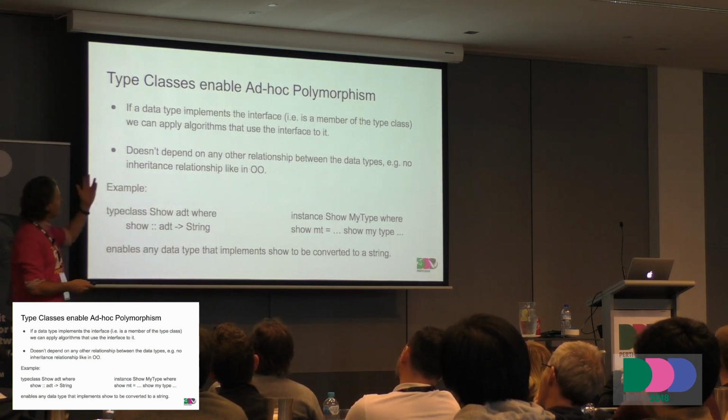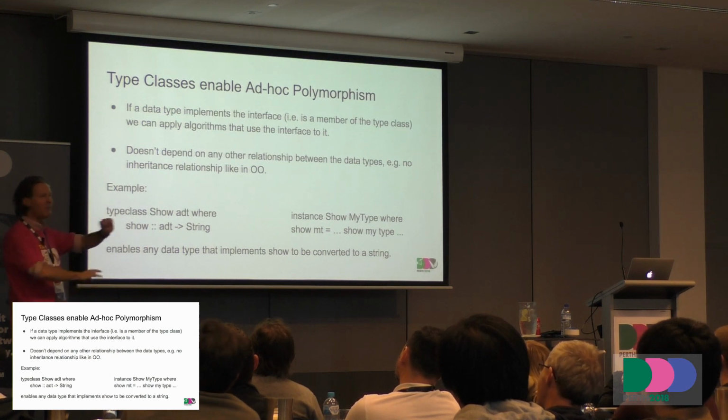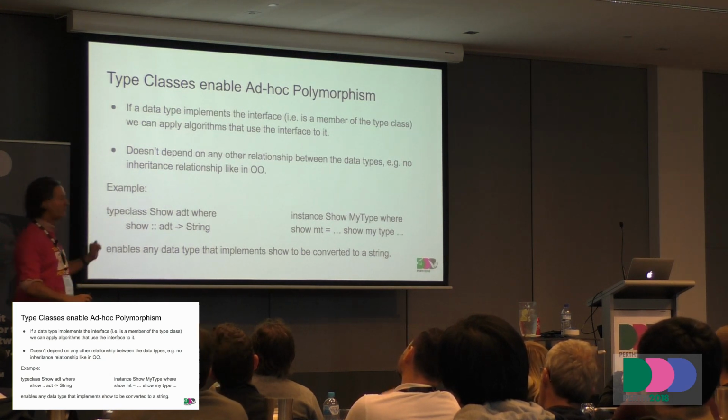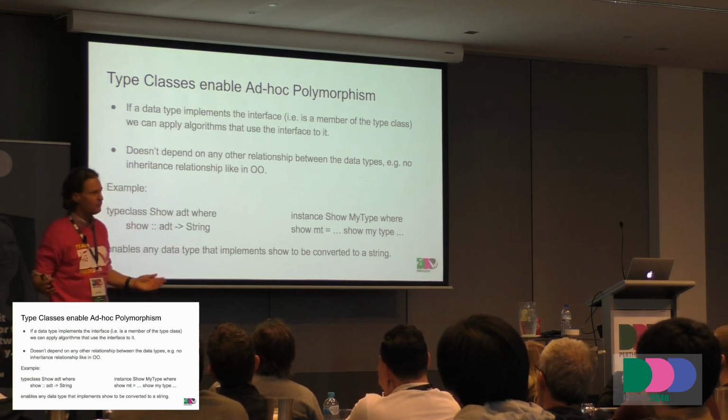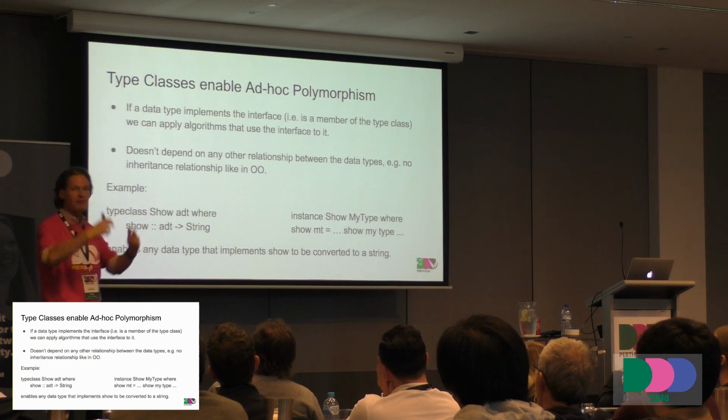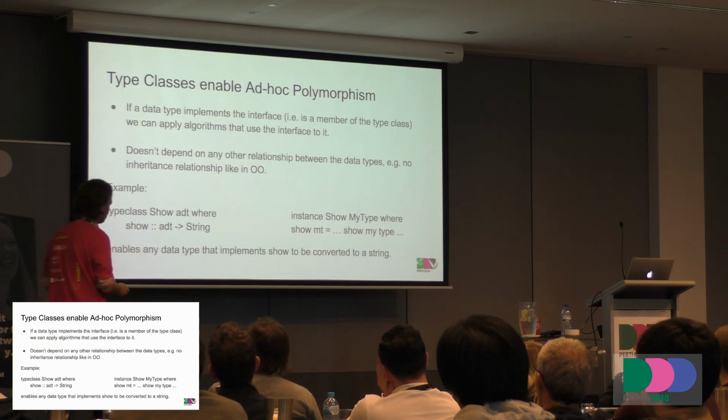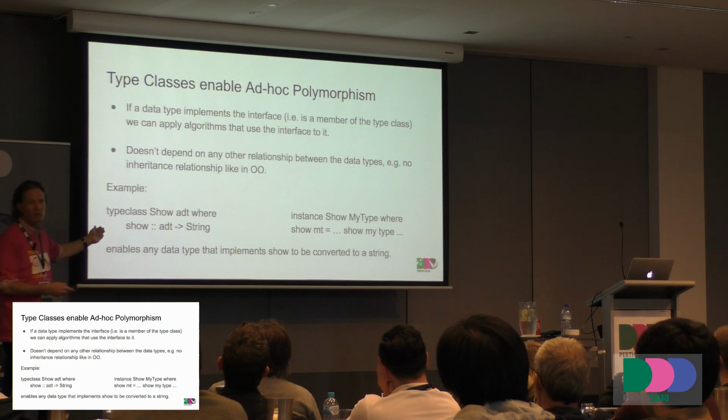If the type implements the interface, then we can write algorithms using that interface independent of what the type is. And there's no relationship between these types. They're not like subclasses of an inheritance tree or that sort of stuff. They just implement the interface. And there's an example down here using show, which is sort of like printing out your data structure. Okay, so that seems pretty good so far.